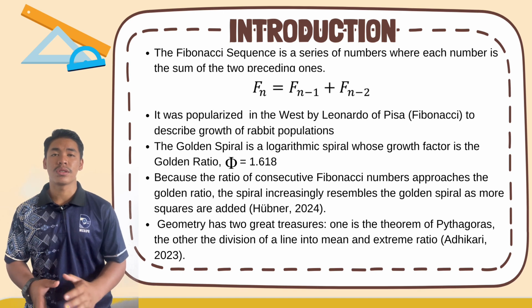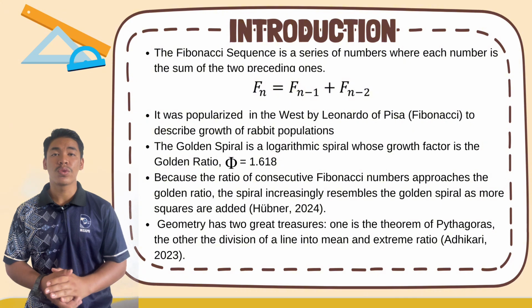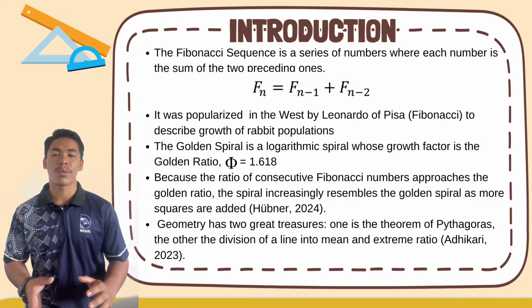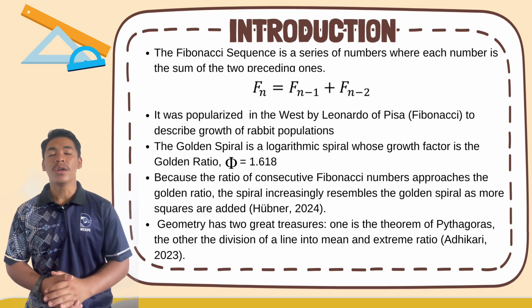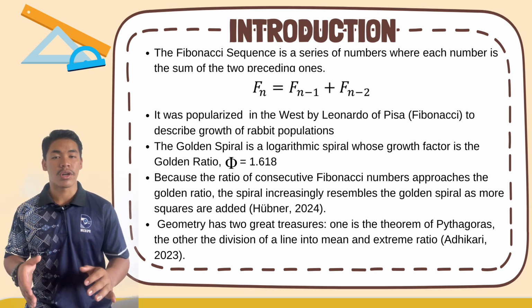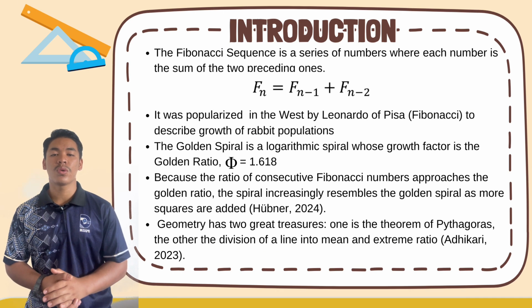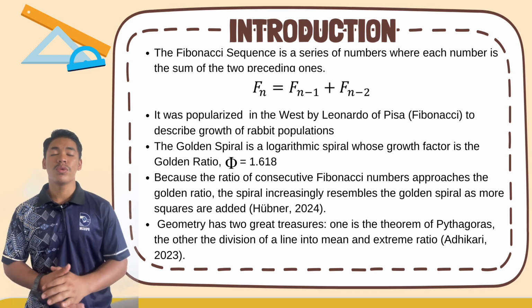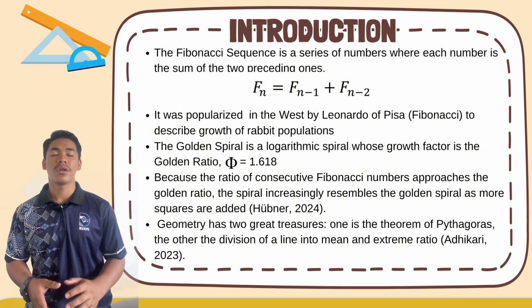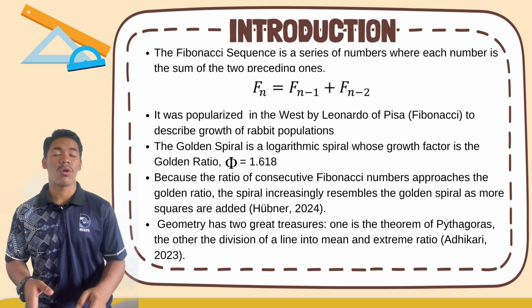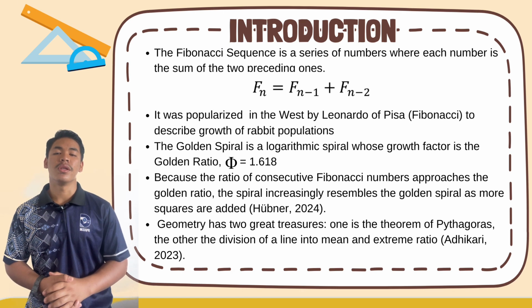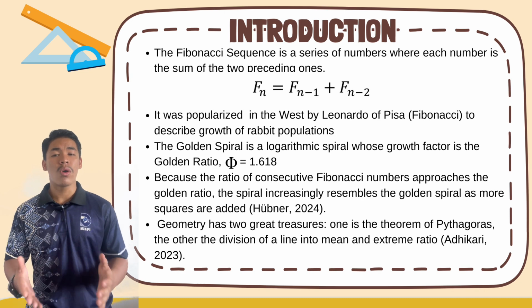Fibonacci sequence is a series where each number is the sum of two preceding ones. While it was popularized in the West by Leonardo of Pisa to describe the growth of rabbit populations, its significance goes much deeper. As we progress through the sequence, the ratio between the consecutive numbers will approach the golden ratio, or phi, which is approximately 1.618.